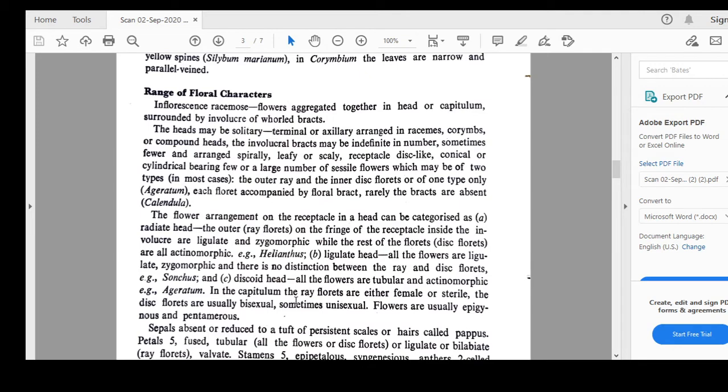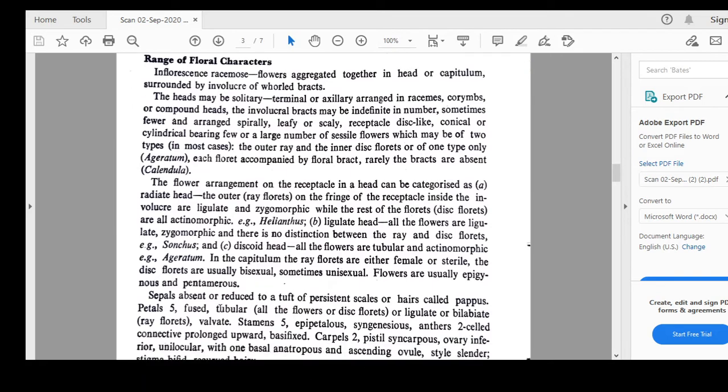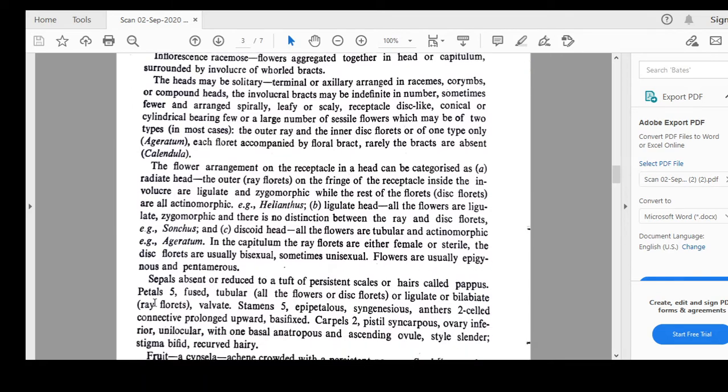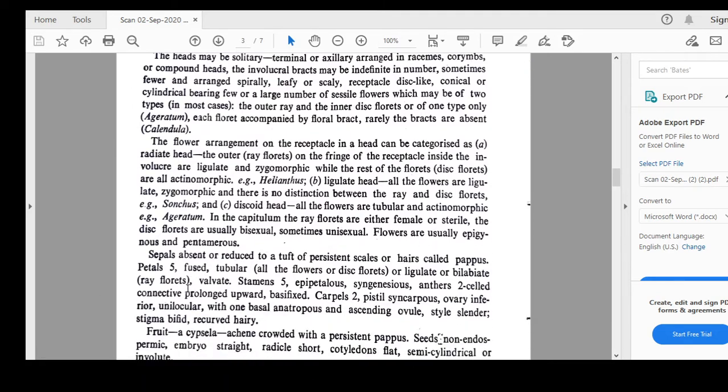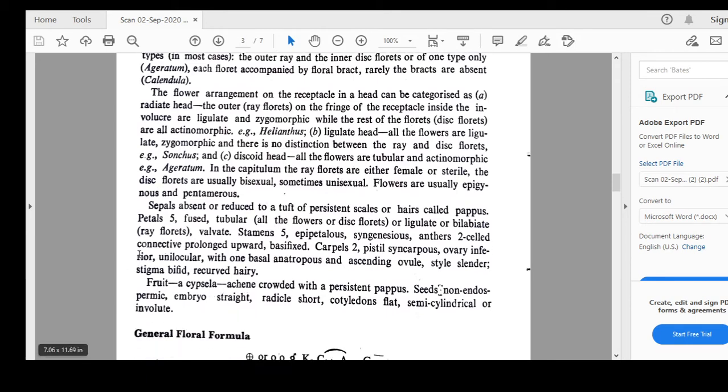In the capitulum, the ray florets are either female or sterile. The disc florets are usually bisexual, sometimes unisexual. Flowers are usually epigynous and pentamerous. Now we come to sepals or calyx. Sepals absent or reduced to a tuft of persistent scales or hairs called pappus. This is a unique feature of Asteraceae.